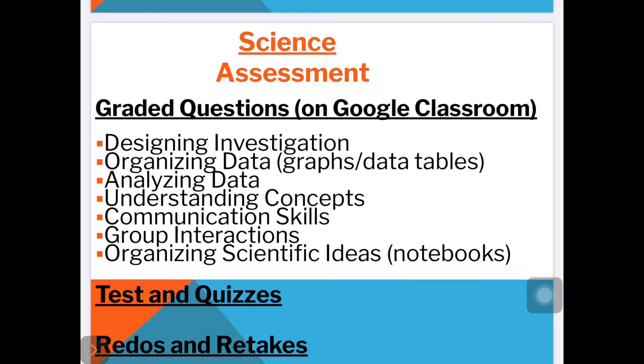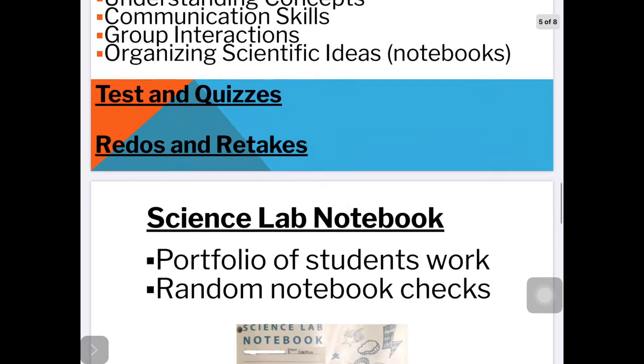Straight up understanding concepts. I'll assess the kids on how well they can communicate, group interactions, and then just organizing their scientific ideas into their notebooks. We will have tests and quizzes, and I do allow for redos and retakes. We'll learn that process as we go throughout the year.